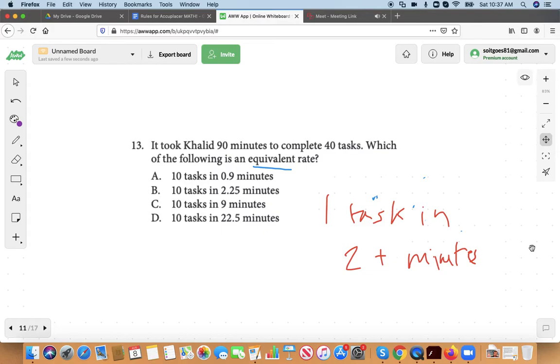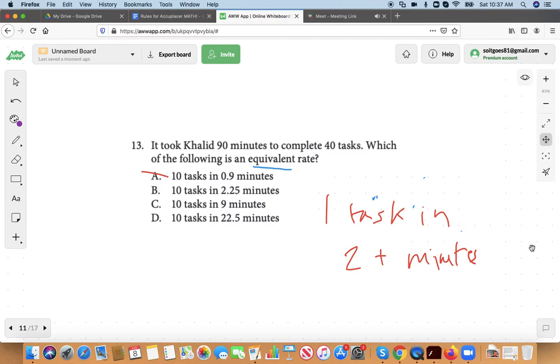And if it takes him 2 minutes to do one task, is there any way he could do 10 tasks in less than a minute? No. No way. Does that make sense? That's totally silly. That's way too fast. Think how fast. 10 tasks in a minute? He's doing like a task every 6 seconds. He's flying. It's not A.